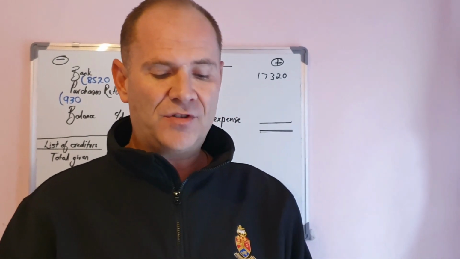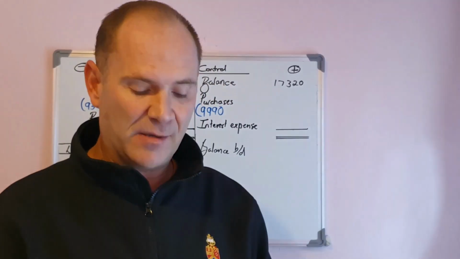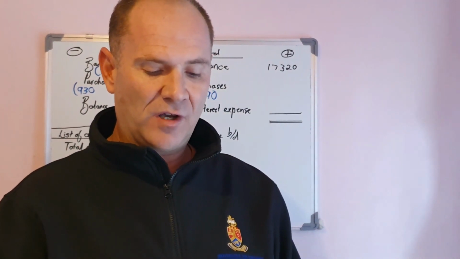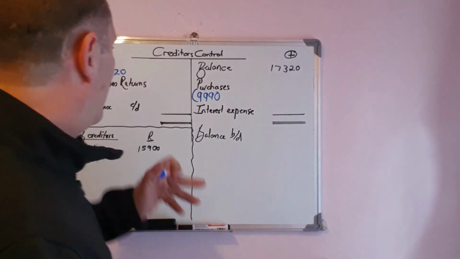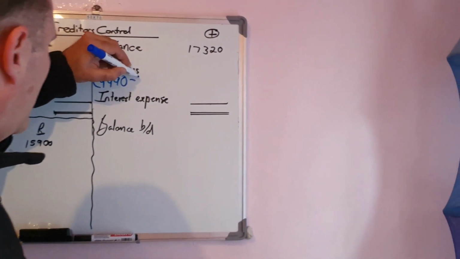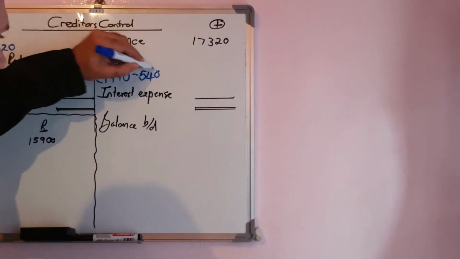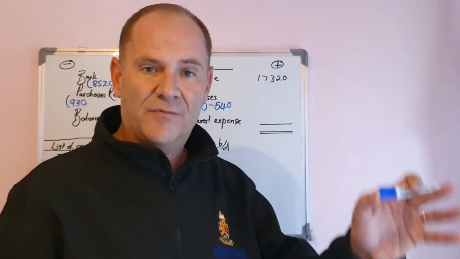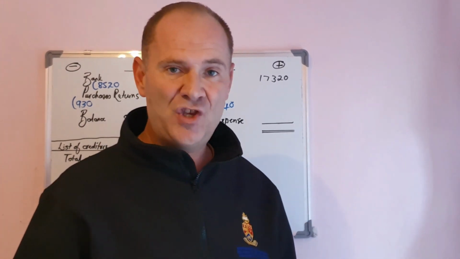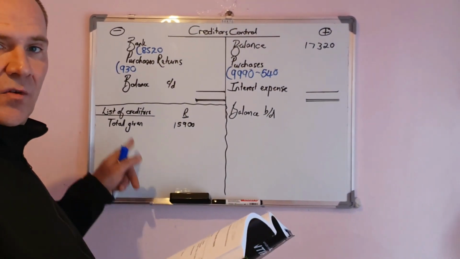Point number 3, the total for credit purchases, this is what is applicable to this question, was overcast. Overcast meaning added up with too much. The credit purchases was overcast by 540 Rand. Therefore, that 9,990 Rand was added up with too much. Now we're going to subtract the 540 Rand. This only affected the credit purchases that was recorded from the general journal. It was not affecting an individual account, therefore no effect on the list of creditors.